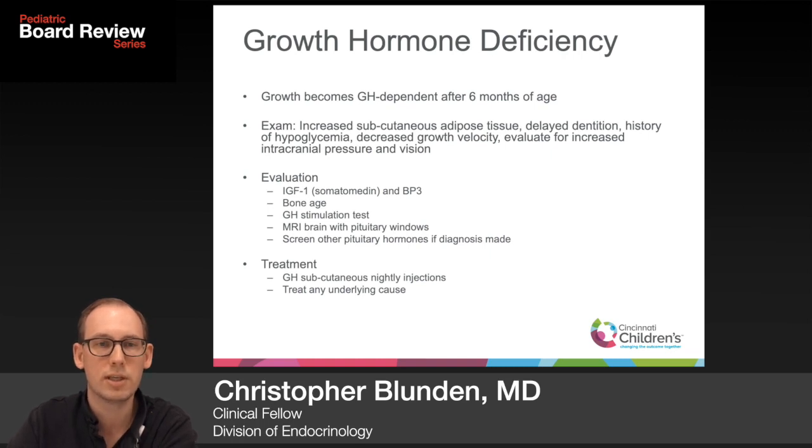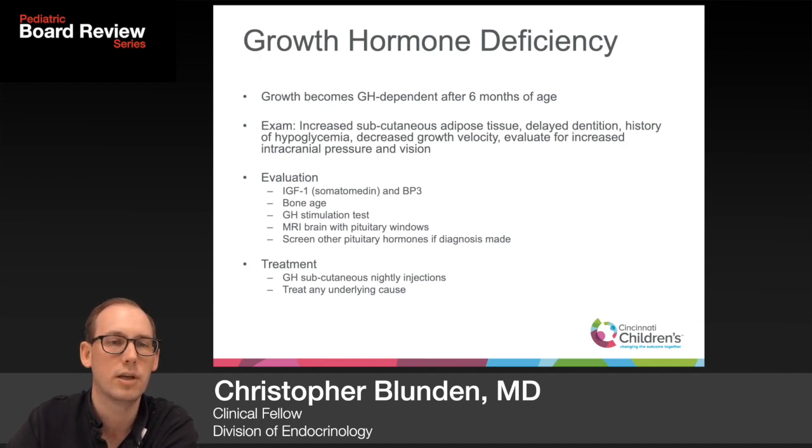Growth hormone deficiency is another consideration in the child with poor growth velocity and short stature. Growth becomes growth hormone dependent after approximately 6 months of age, so this is a diagnosis that at the earliest, unless there's some other reason to evaluate the growth hormone axis, is often not made prior to about the first year of life.